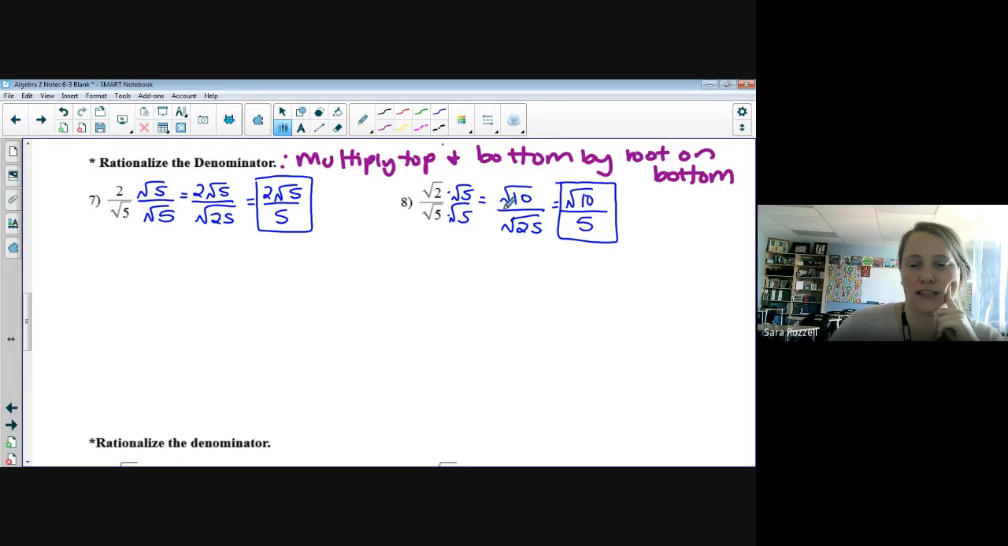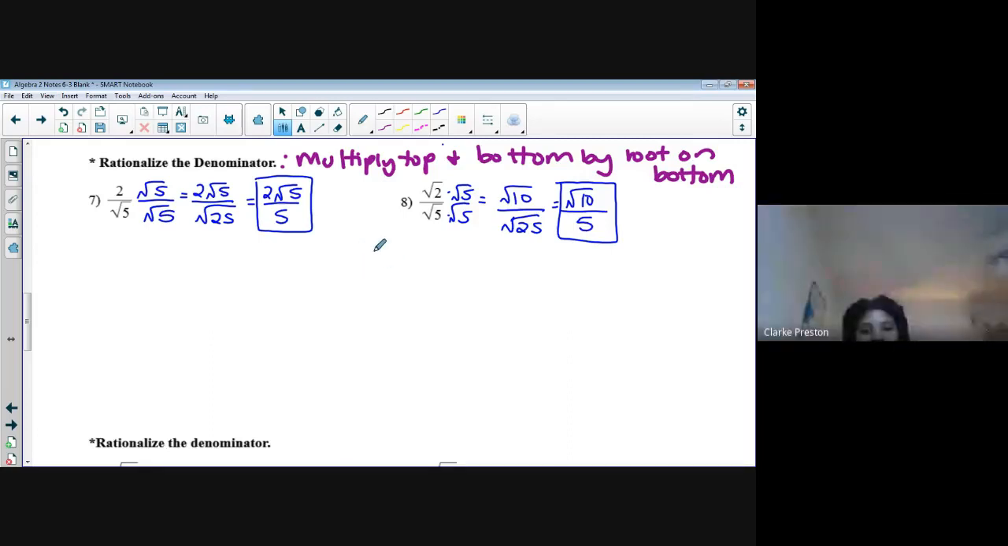So these two are the exact same. If you put them in the calculator, root 2 over root 5 and root 10 over 5, it's the exact same numerical value, just rewritten a different way. Does that kind of help? Yeah, that makes sense. Okay.